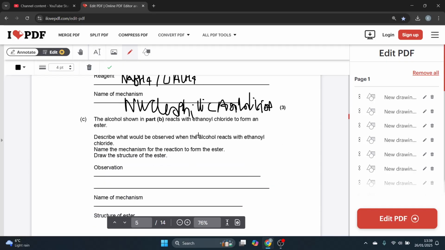Describe what we observe when alcohol reacts with ethanoyl chloride. Well, I'm going to form an ester, so I could say misty fumes, or I could say a fruity smell or a sweet smell. Name of the mechanism when the alcohol reacts with ethanoyl chloride: nucleophilic addition-elimination.